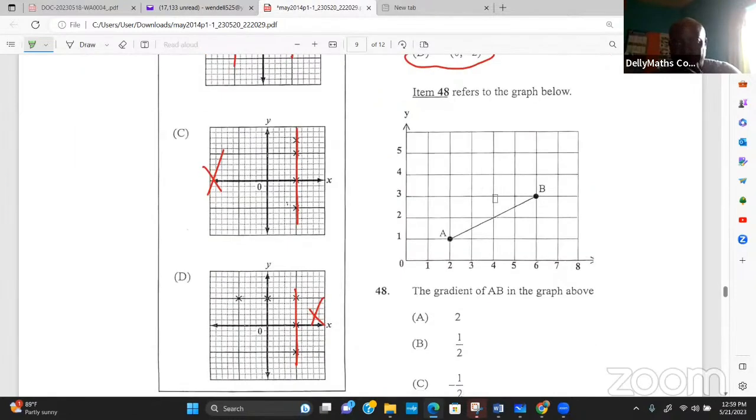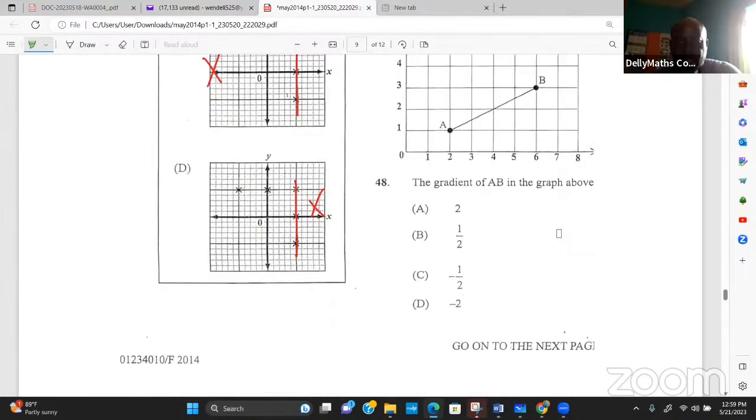All right, next question. They're asking us to find the gradient of AB. So we're not going to calculate this. When you're looking at this, we always say, if I can mark off a proper right angle triangle, I'm going to highlight both for you. This is a nice right angle triangle here. The vertical side is 1 and the horizontal side is 2. I'm seeing that the gradient is 1/2.